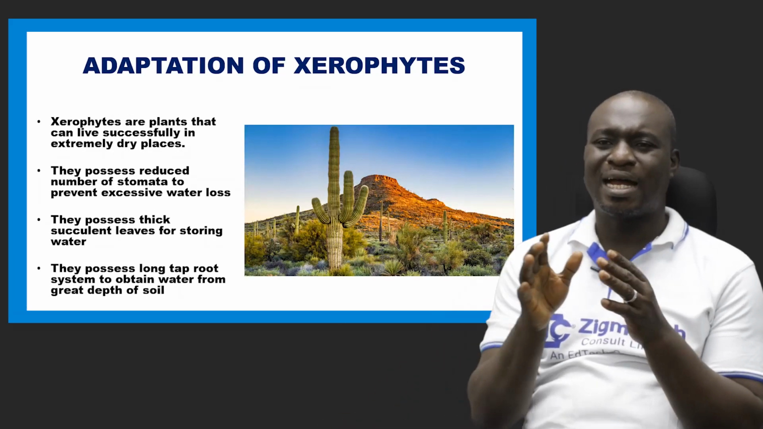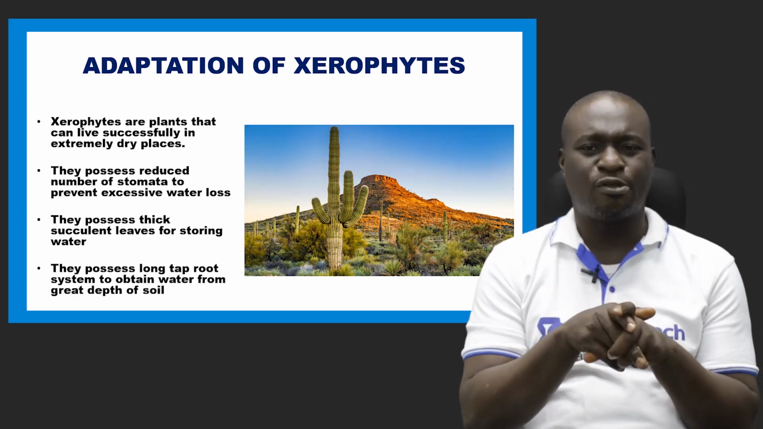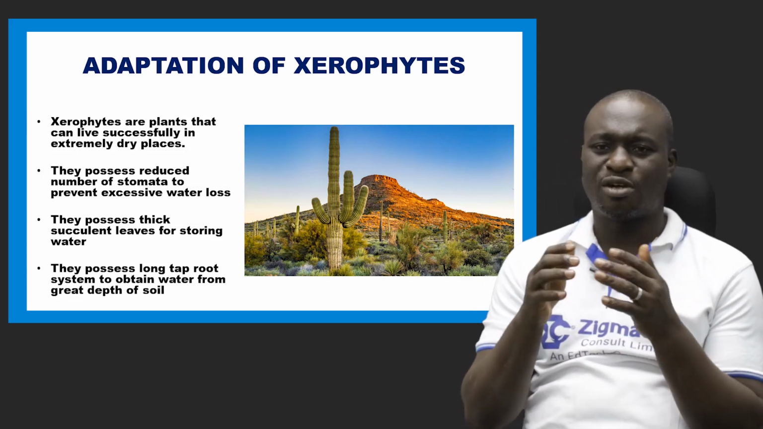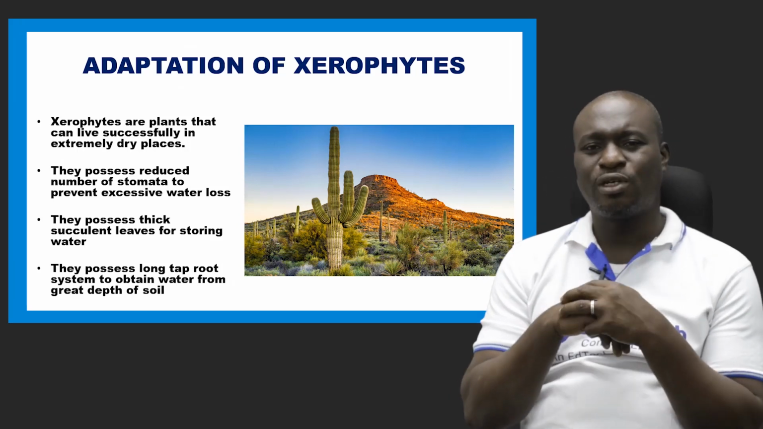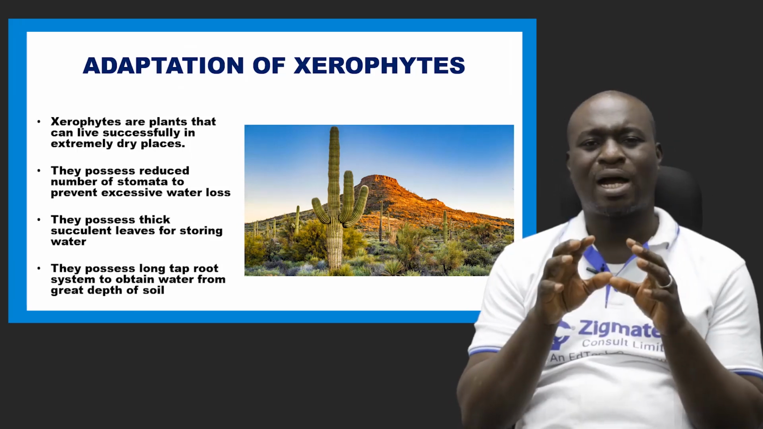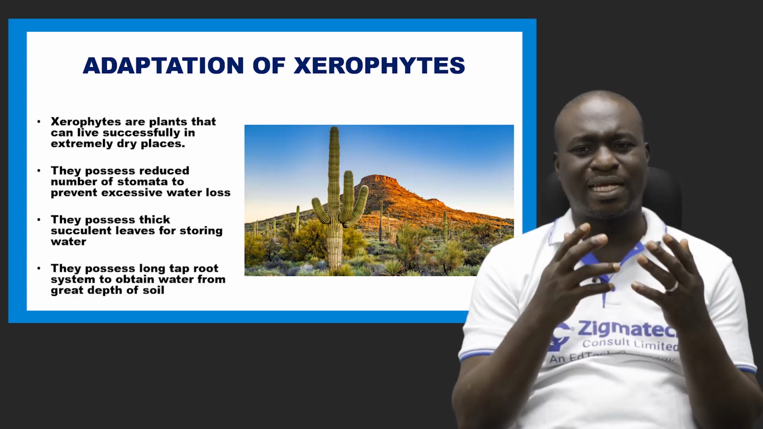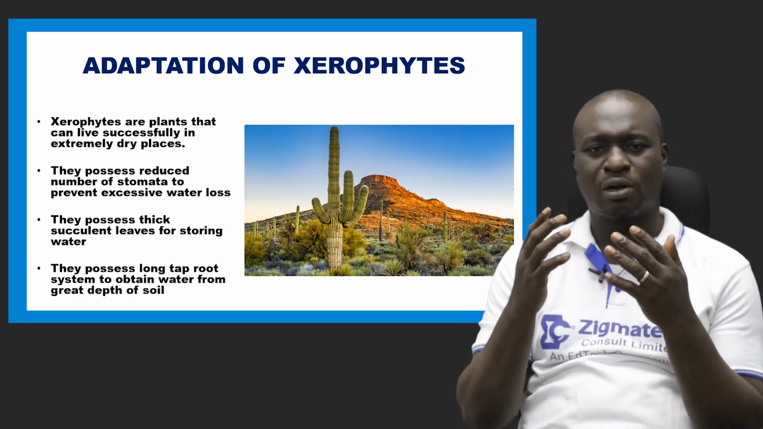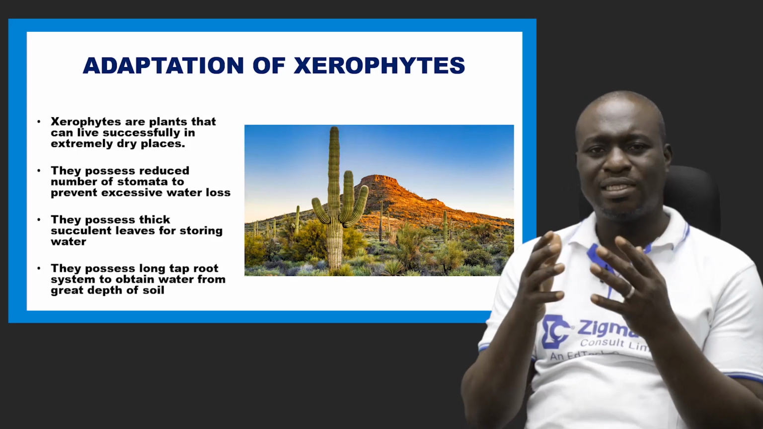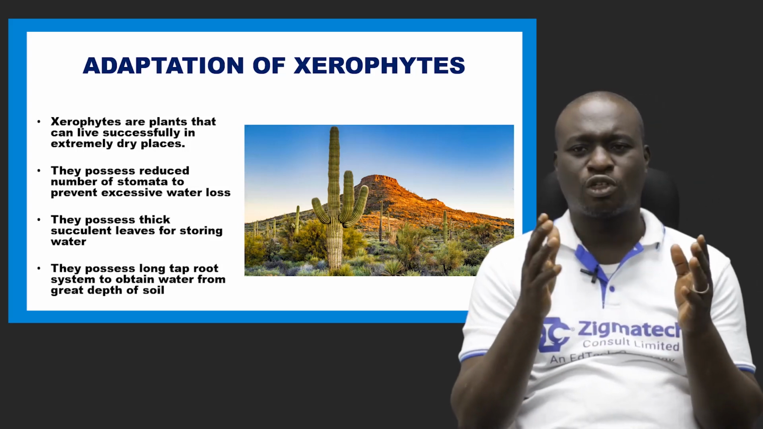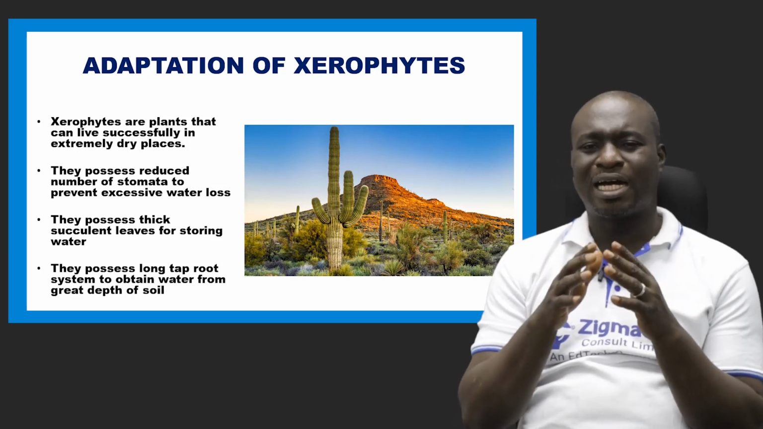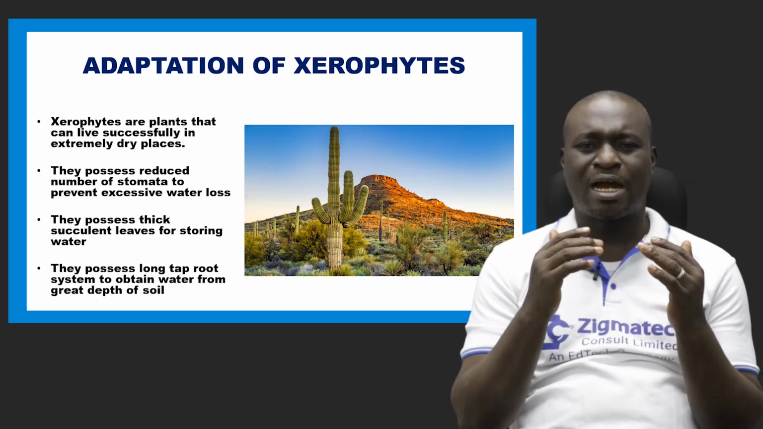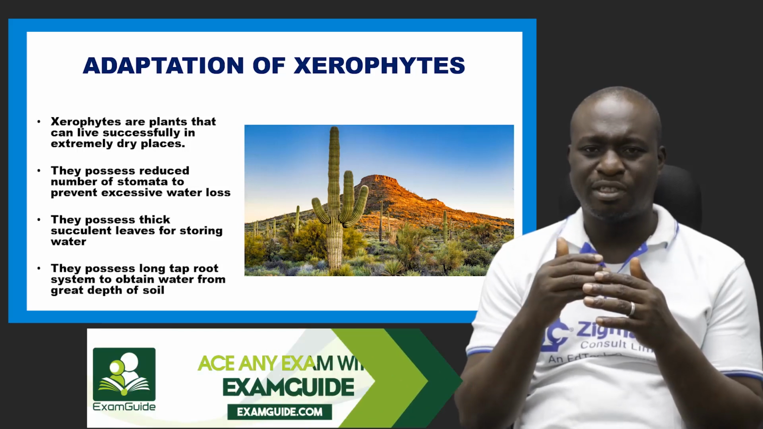And then finally, adaptive features of xerophytes. Remember I said that xerophytes are actually plants that can live successfully in extremely dry places. I gave you an example of the cactus. We have the oleander and so many other types of plants that live successfully in extremely dry places like the desert. Now, what are some of their adaptive features?